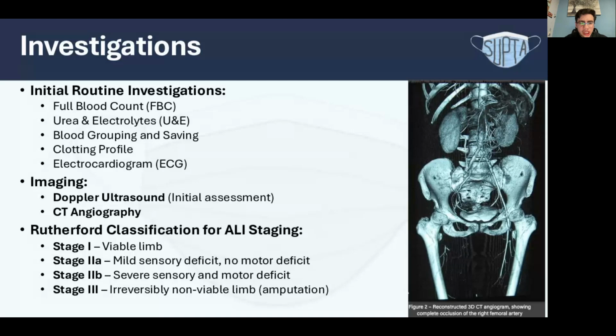You have to do an ECG. Can somebody tell me why you do an ECG? I just want to talk to you about everything. So why is it a good idea to do an ECG? Somebody has a pain in the right leg. Why would you need to scan the heart?